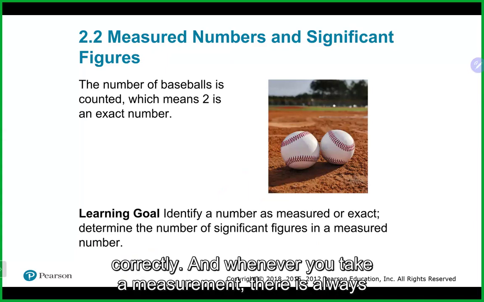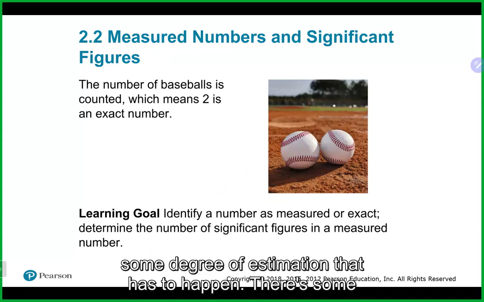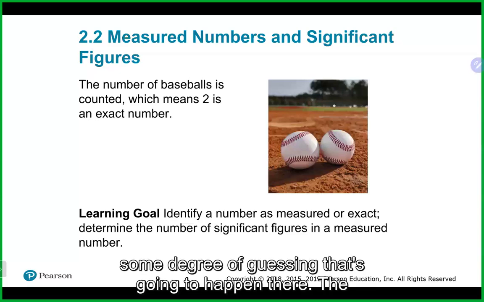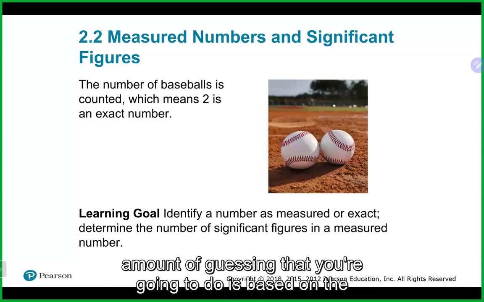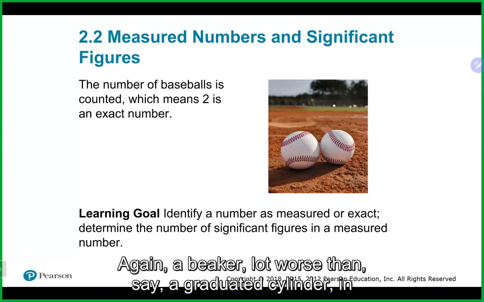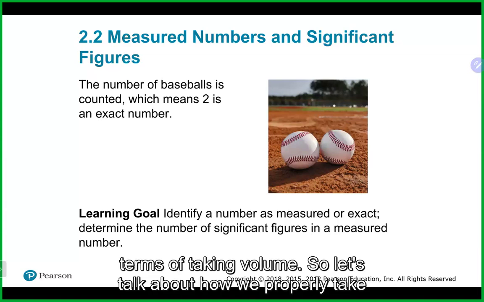And whenever you take a measurement, there is always some degree of estimation that has to happen. There's some degree of uncertainty in your measurement. Pretty much there's some degree of guessing that's going to happen there. The amount of guessing that you're going to do is based on the equipment that you're using. Some are better than others. Again, a beaker is a lot worse than, say, a graduated cylinder in terms of taking volume.